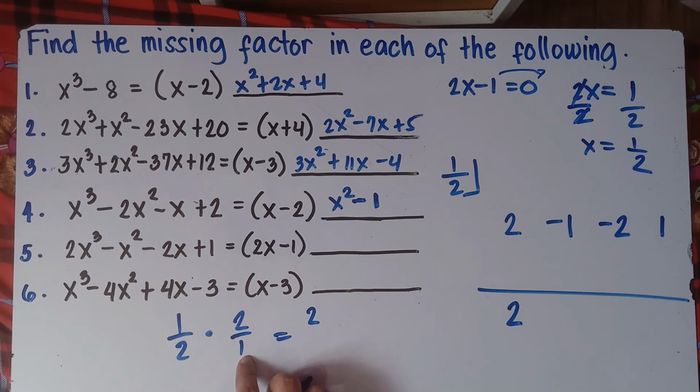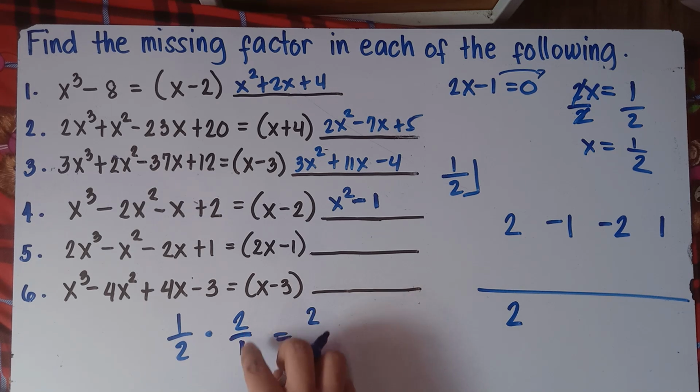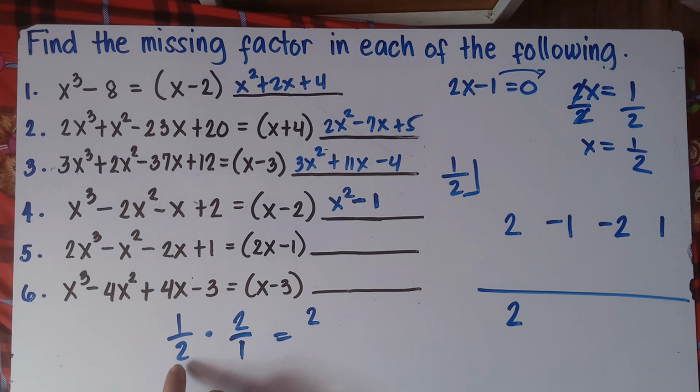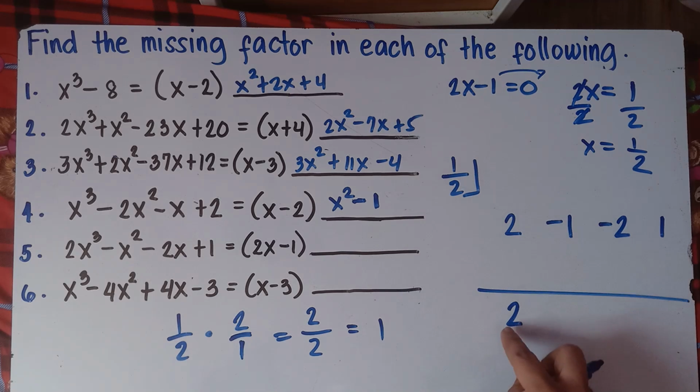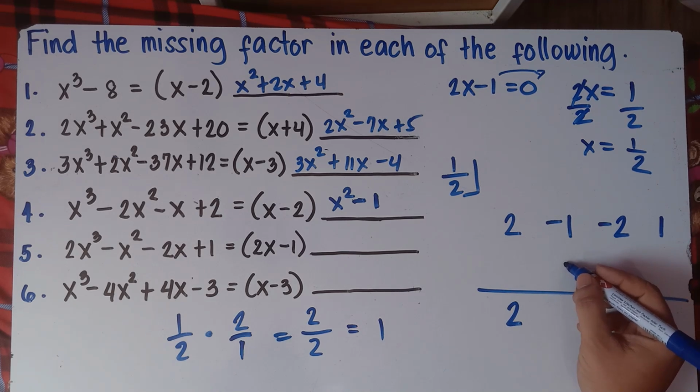Understood that there's 1 here in a whole number. So in a whole number, you can write a denominator of 1. That's the same, class. 2 over 1 is just the same with 2. Once again, you multiply the numerator: 1 times 2 is 2. Multiply the denominator: 2 times 1 is 2. 2 divided by 2, that is 1. Alright, so 1/2 times 2, that is 1.